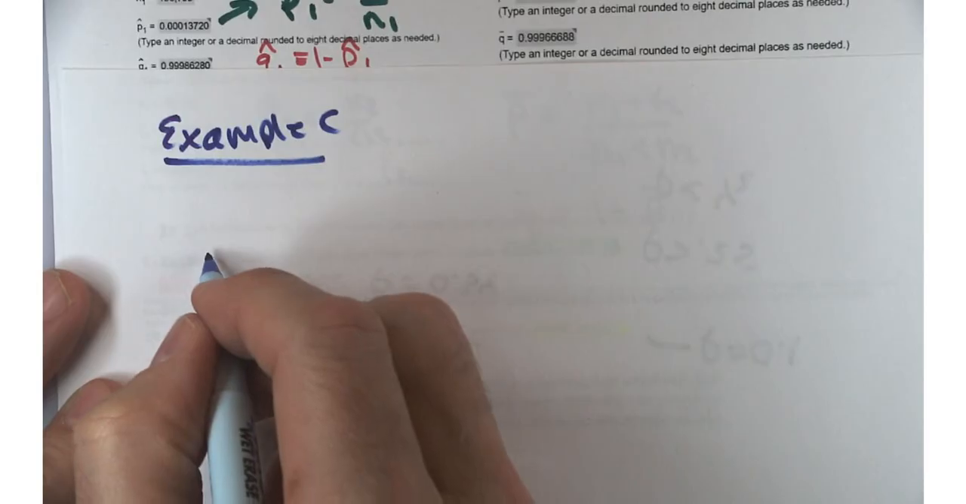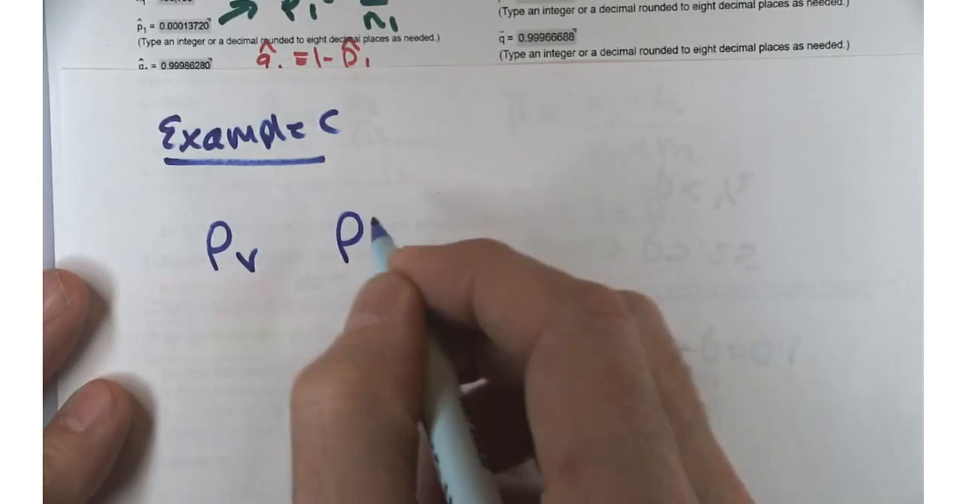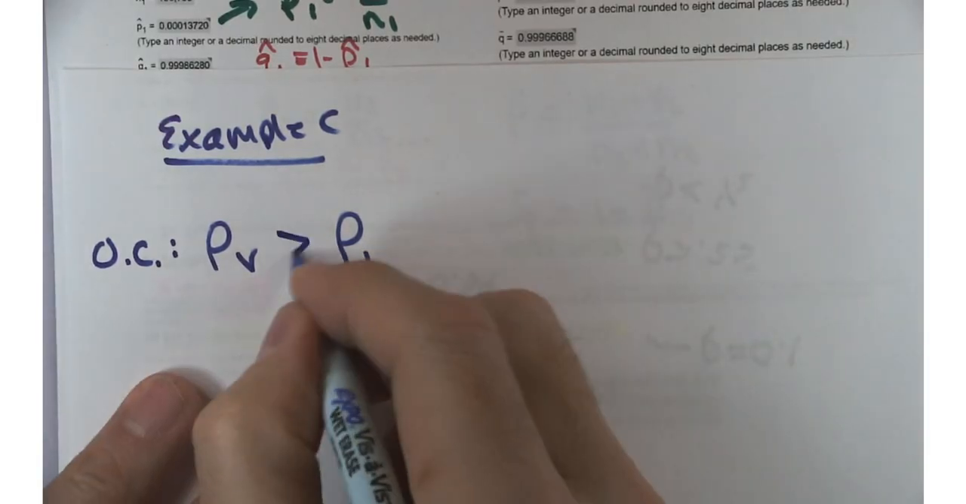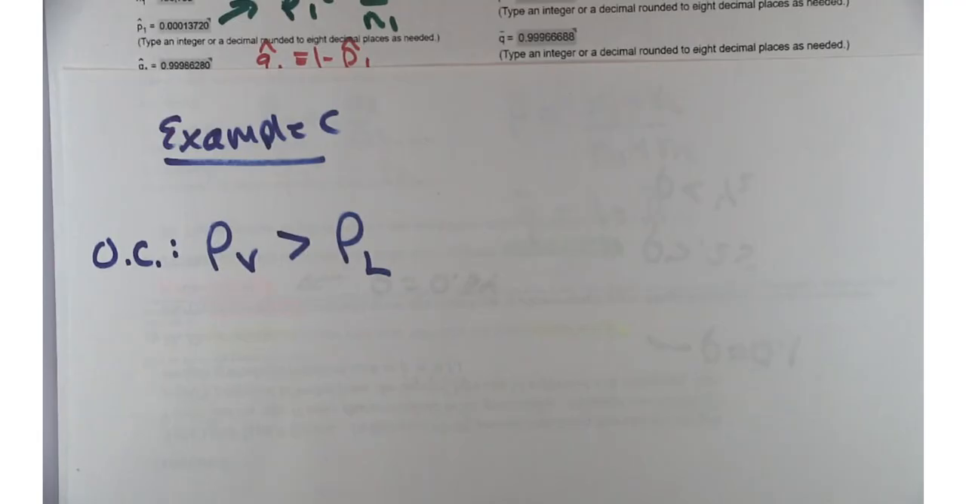So we've got two sets of gloves. I'm going to call it P sub V and P sub L. So our original claim would be what? What symbol should I put between these two? Yeah. The leak rate here is greater than the leak rate there. The leak rate for vinyl gloves is greater than the leak rate for latex gloves.